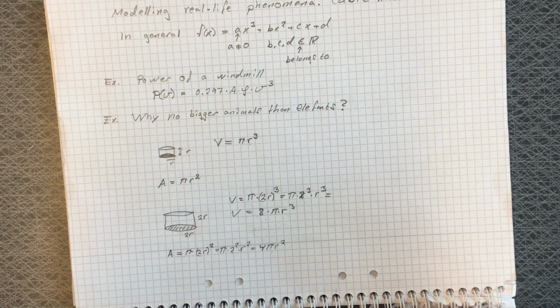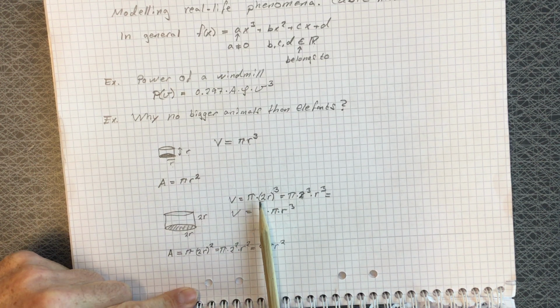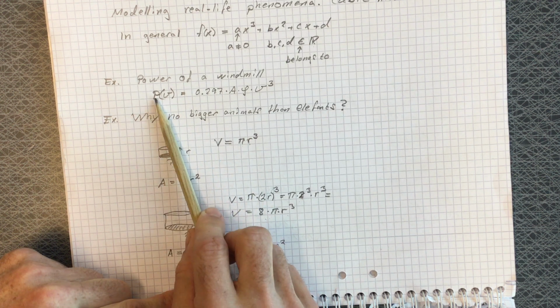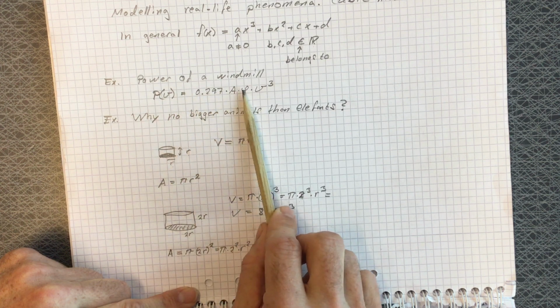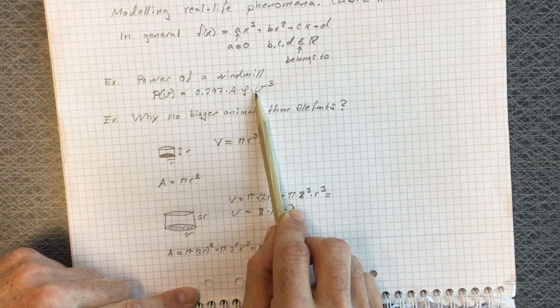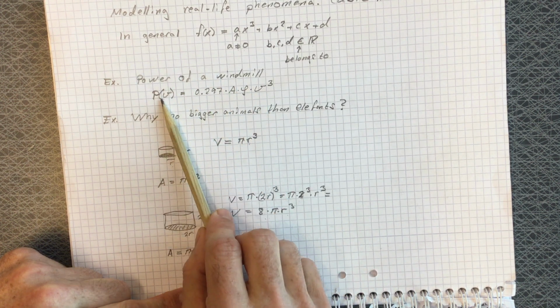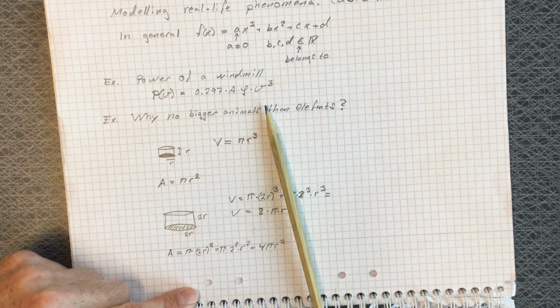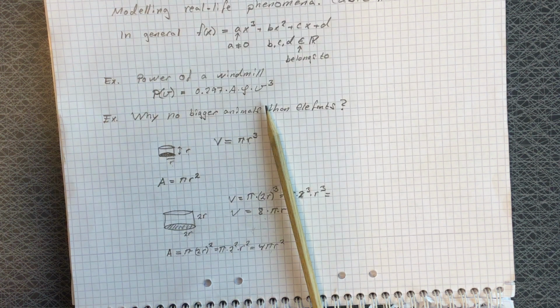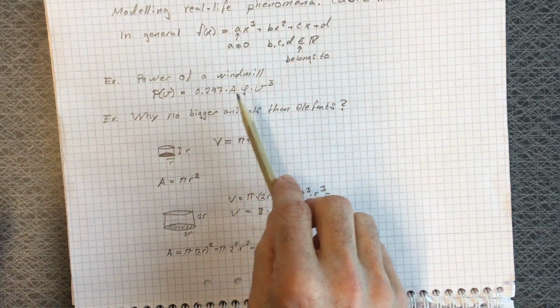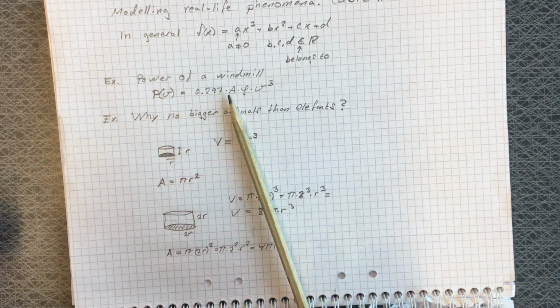Okay, so you can see when you double the radius, the volume gets 8 times greater. That's the same with powers of a windmill. If you double the speed or the velocity of the wind, the power will be 8 times bigger. So let's hope for great velocity on the wind.